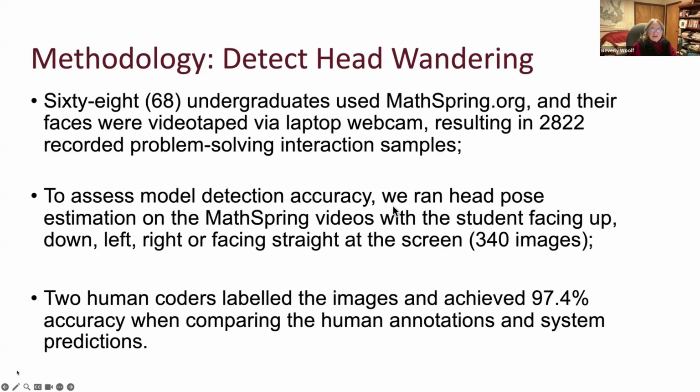To assess the model accuracy, we ran head pose estimations with 340 images, and 2 human coders were asked to label the images. And then we asked the humans, what do you think the student will do? And we of course know what the student is going to do because they're seeing the video later on, and we already know how they succeeded or didn't succeed in that problem. And we found a strong connection, accuracy when comparing the human annotations with what our system is getting.